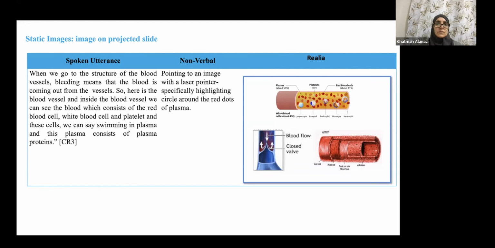While she was doing this, she was pointing to the image using a laser pointer, specifically highlighting the circles around the red dots of a plasma.